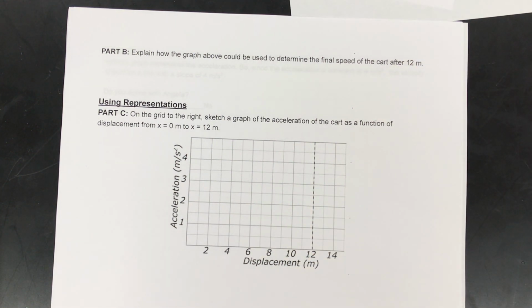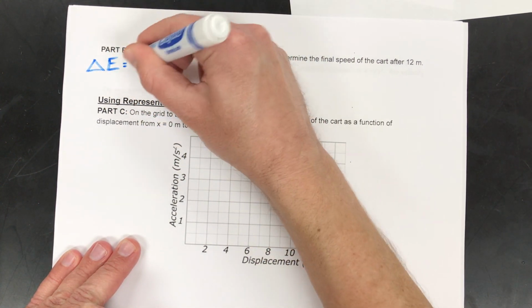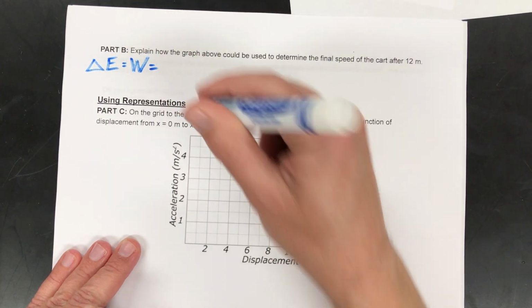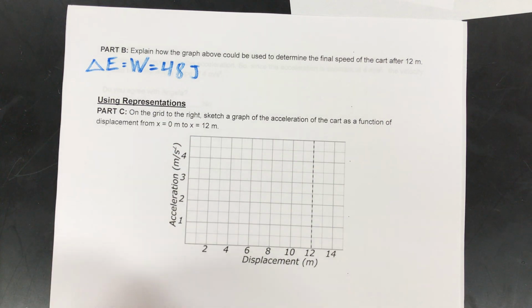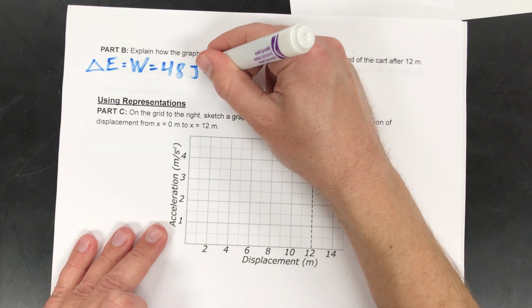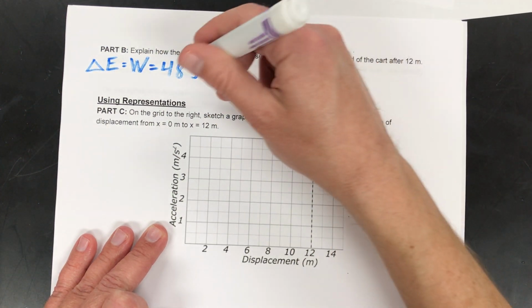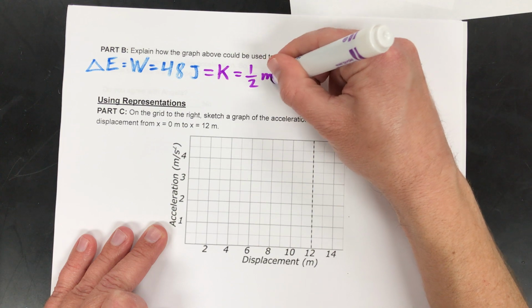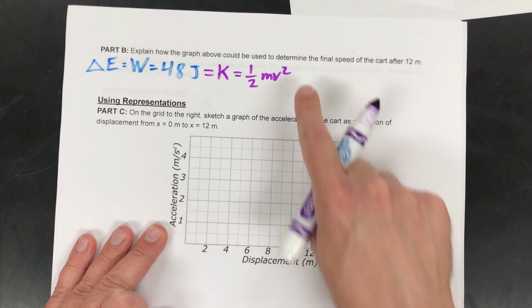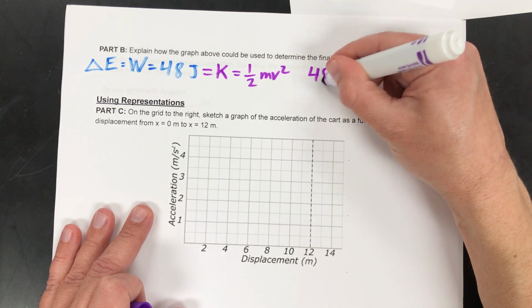Well, we know that the change in energy, in other words, the amount of work that we did, is equal to 48 joules. Sorry, this marker is dying. Then we know that we gave that 48 joules of kinetic energy. So then we could set that 48 joules equal to the kinetic energy equation, which is 1/2 mv squared. And so we could solve for the velocity. They don't ask you to do that, but let's go ahead and do that real quick here.